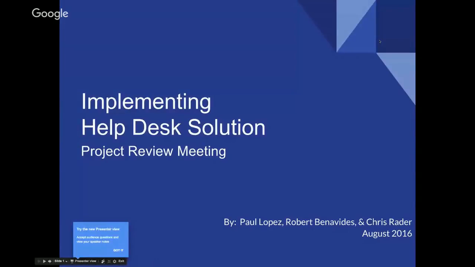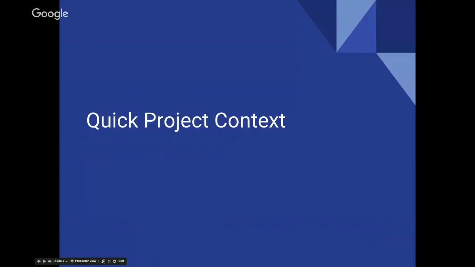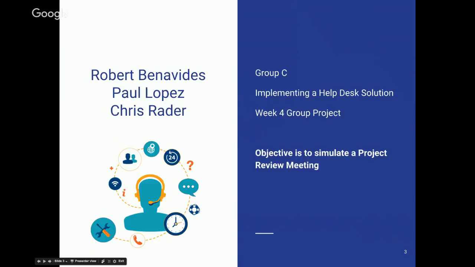All right. Here's our project review meeting. We're looking at implementing a help desk solution at our company. This is Paul, Robert, and Chris. We are Group C, so just some quick project context. We're looking at implementing a new help desk solution, and the objective of this assignment for this week is to simulate a project review meeting.